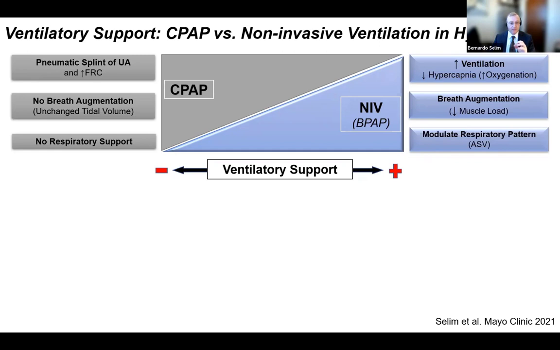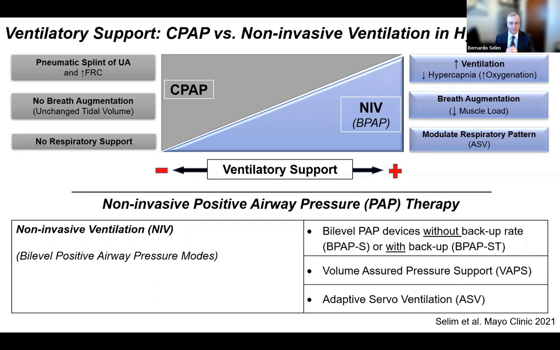So as you can see in this graphic, you have the ventilator support on one extreme to the other to describe these devices. The following table will describe the types of non-invasive ventilation you're already familiar with. As bilevels, they could be as simple as a BiPAP S for spontaneous without a backup rate, or those with a backup rate that we call ST, spontaneous and timed. You have a second group of non-invasive ventilation that we call volume assured pressure supports, or VAPS. And then you have the third group, the adaptive servo ventilation, the ASV, the modulation of the respiratory pattern that we just mentioned.